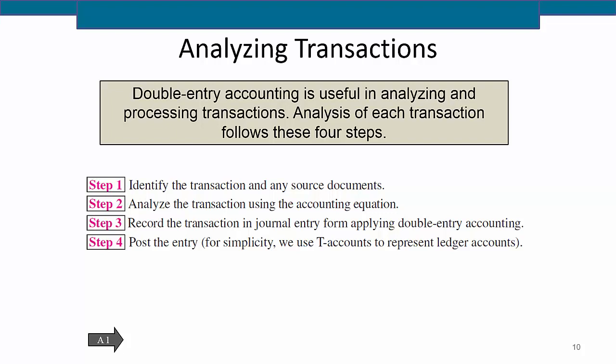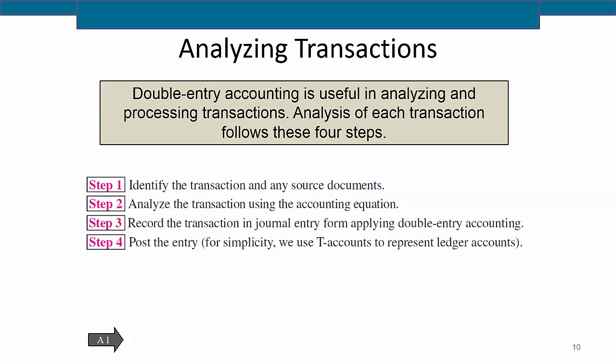So we will follow these 4 steps in double entry accounting. First, identify the transaction and any source documents. Second, analyze the transaction using the accounting equation. Third, record the transaction in journal entry form, applying the double entry accounting. And 4, post the entry to the general ledger. Now your textbook provides a full illustration using Fast Forward Company, starting with the transaction on the next slide.